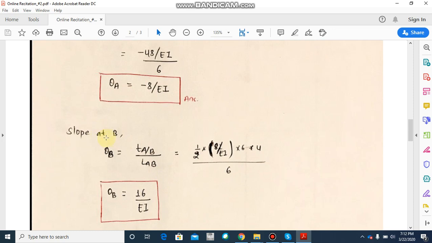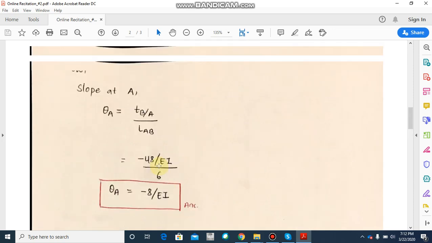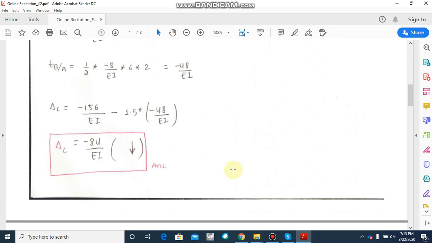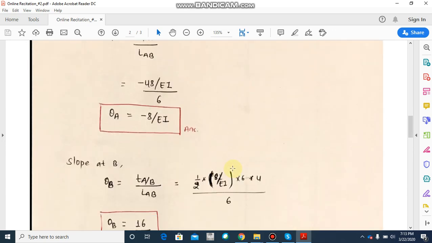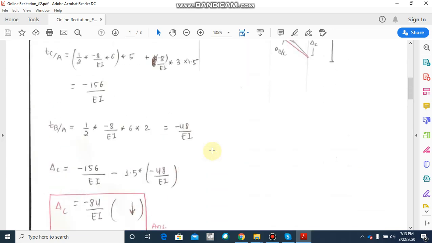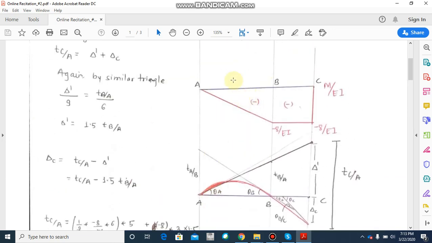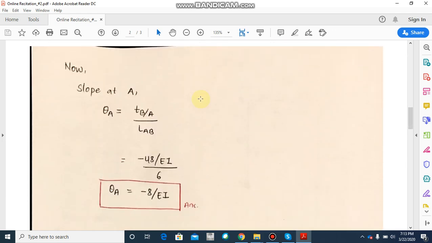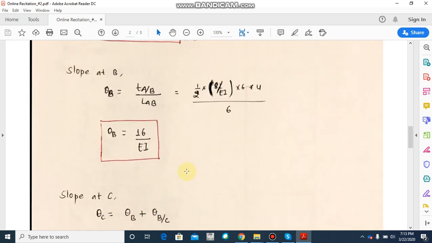To calculate the slope at B, similarly, theta B equals t_A/B divided by this length, solving this triangle. So theta B equals t_A/B by this length L_AB. Calculate t_A/B first. It is the moment of this triangular diagram about point A. So we'll get theta B equals 16 by EI.